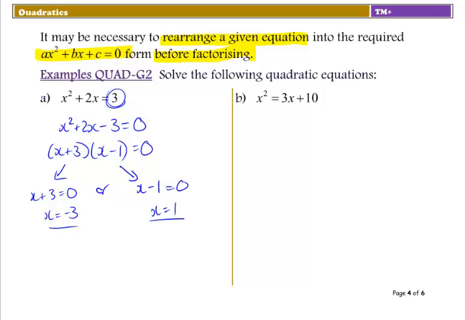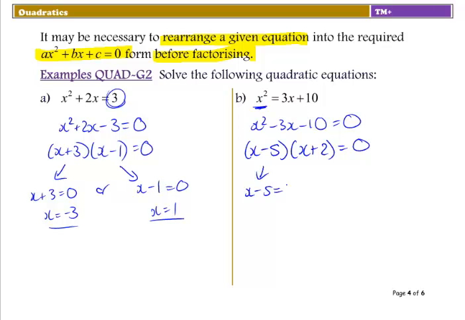Okay, next one. Again, I need everything on one side. The x squared term's already positive, so I'm going to take the other things over to meet it. So I've got x squared, take 3x, take 10, equals 0. Factorising that, I end up with x minus 5, x plus 2 equals 0. So from that, x minus 5 has to be 0, or x plus 2 has to be 0. So x equals 5, x equals negative 2. Okay?